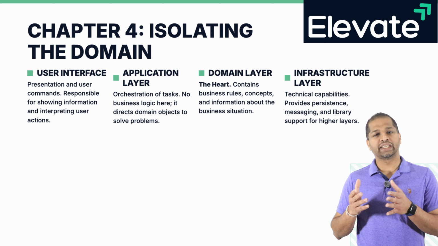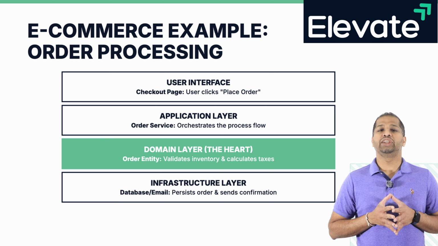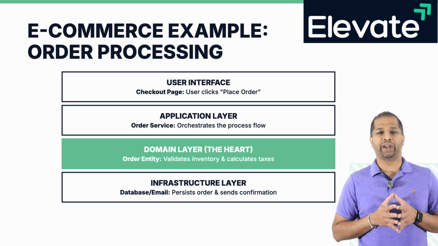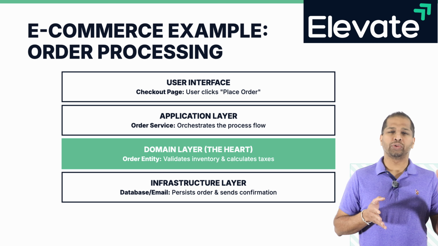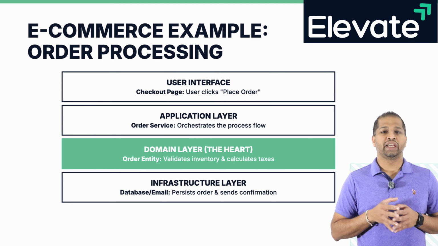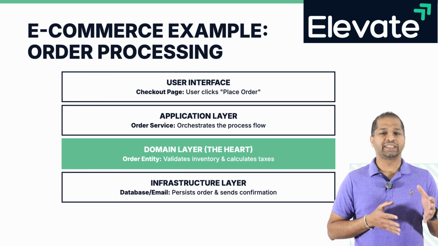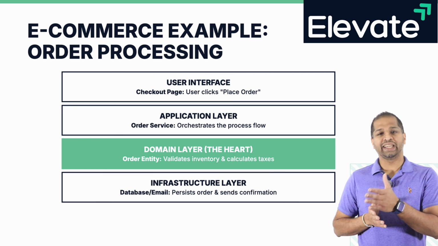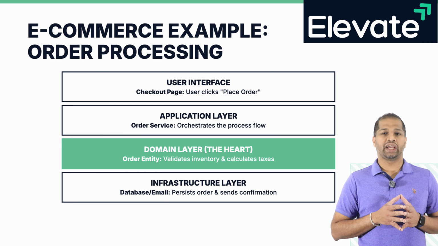Let's look at a real-world example. Order processing in an e-commerce app. The user interface is your checkout page where the user clicks place order. The application layer is the order service. It doesn't know how to calculate taxes, but it knows it needs to call the domain layer to do it, and then call the infrastructure layer to save the order to a database and send a confirmation email. The domain layer is the order entity itself. It contains the logic for inventory validation and tax calculation.